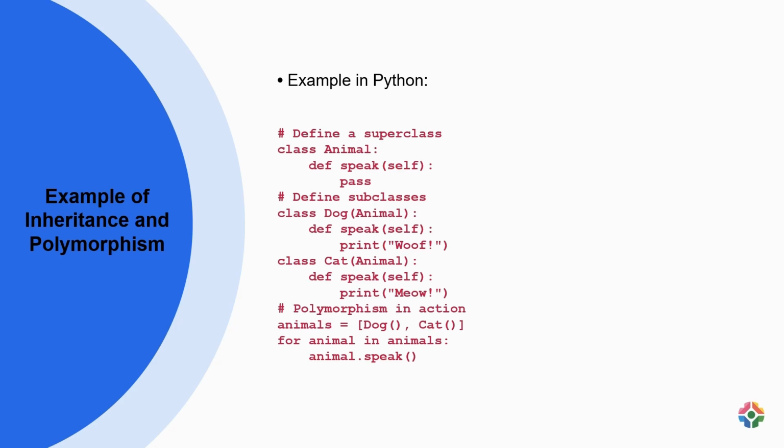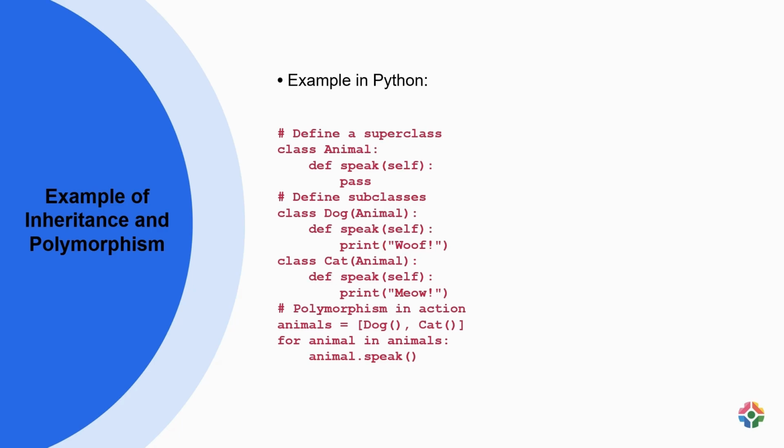In the provided Python example, 1. A superclass named animal with a method speak is defined. 2. Two subclasses, dog and cat, inherit from the animal superclass and implement the speak method accordingly. 3. An example of polymorphism is demonstrated by creating a list animals containing instances of dog and cat, then calling the speak method for each animal in the list.